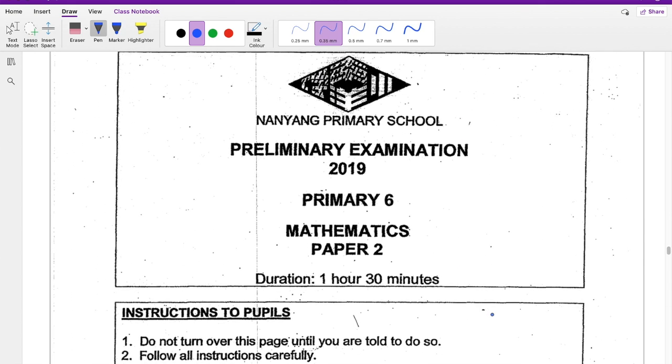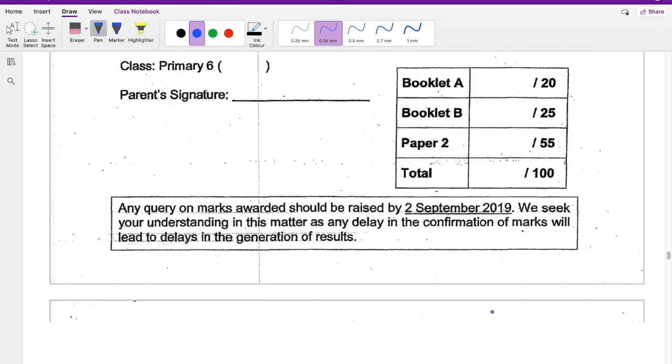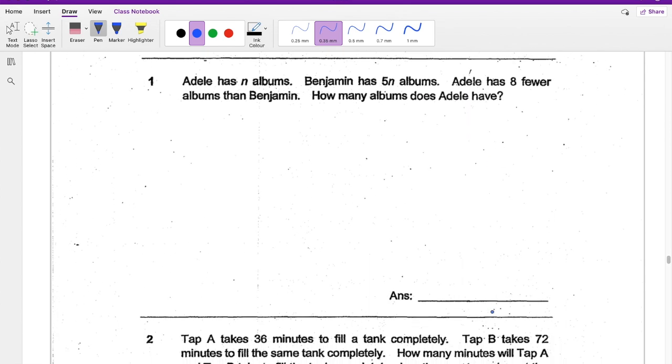So here we come to paper 2. The first question: Adelaide has N albums. Benjamin has 5N. Adelaide has 8 fewer than Benjamin. So how many albums does Adelaide have?